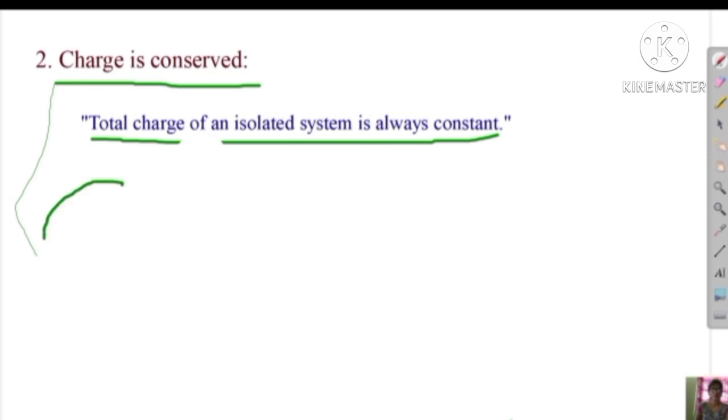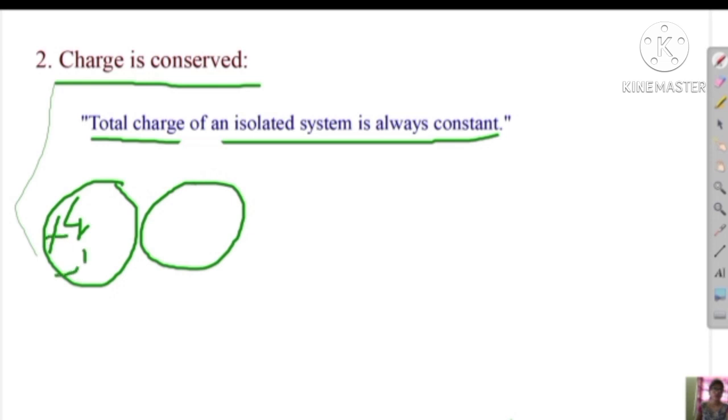For example, to make you understand clearly, I will consider two neutral bodies. Body A has 4 positive charges and 4 negative charges. Neutral means it contains equal and opposite charges. Body B also has 3 negative charges and 3 positive charges. So this is body B, and this will be body A.